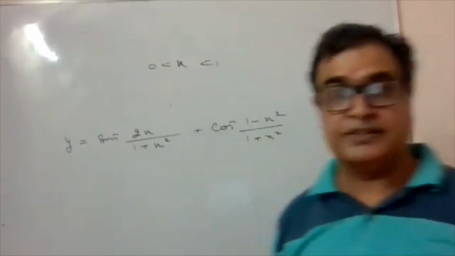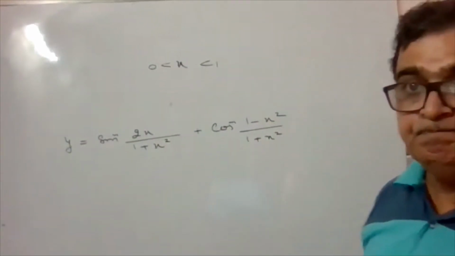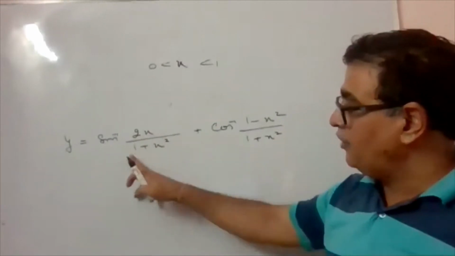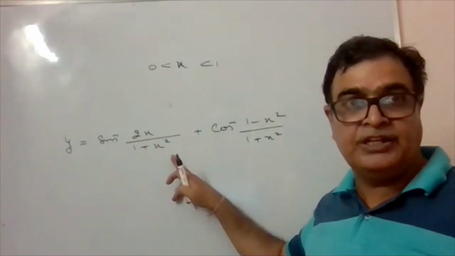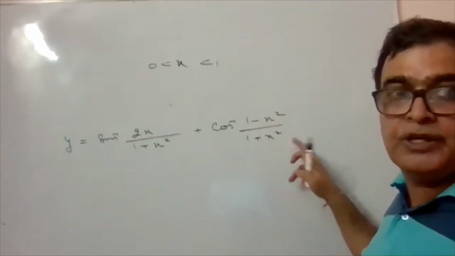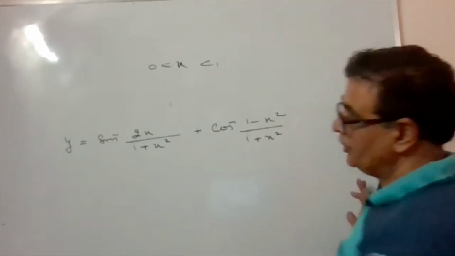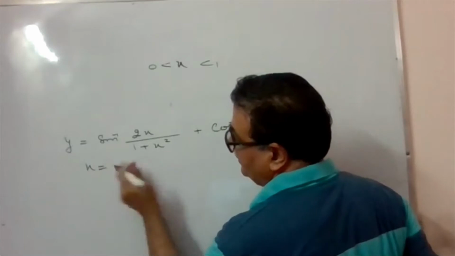So who can tell this result now? What assumption should I take? This is 2x by 1 plus x square. Is it sine 2 theta form if you take x as tan theta? And here again if you take x as tan theta, this will come out to be cos 2 theta. So here the assumption will be x is tan theta.